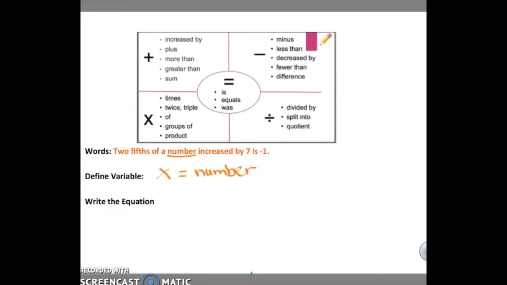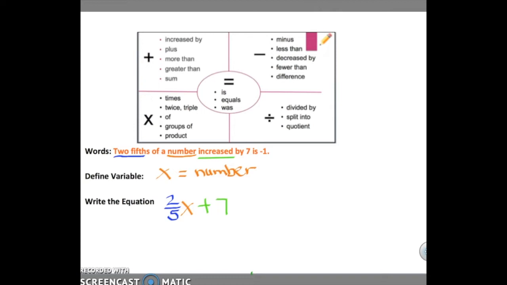Now the next step is for us to write the equation. So 2/5, now how to write 2/5, that's our fraction, 2/5 of a number. So we already said that number is unknown. We're going to call it x. Okay, so 2/5 of a number increased. And according to the keywords up here, we need to be adding. So plus, increased by 7.